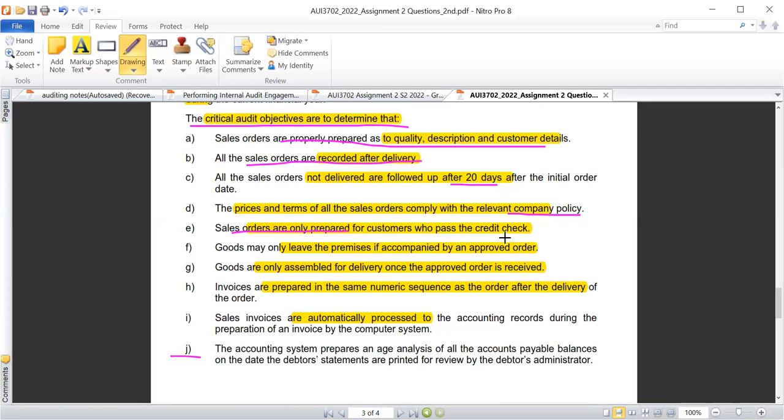So the risk is that a sales order may be processed for customers who are not credit worthy, or for customers who do not pass the credit check of the organization. That's it. That's the risk here.